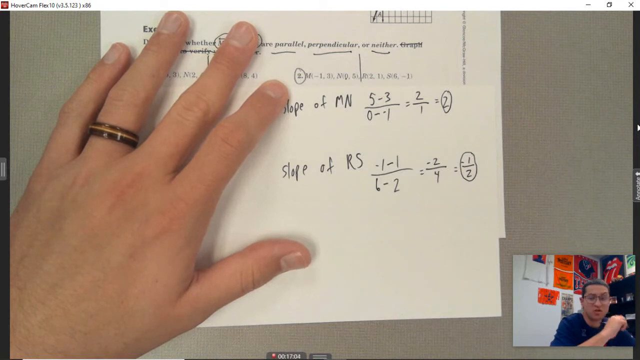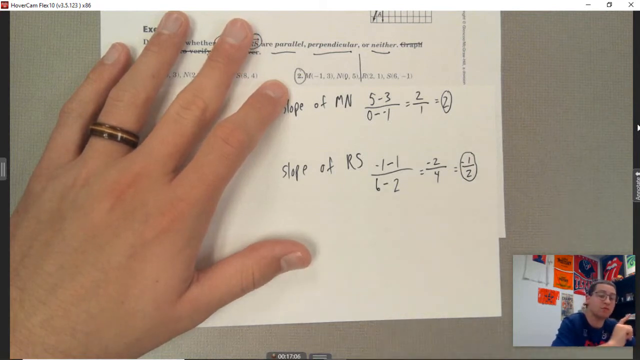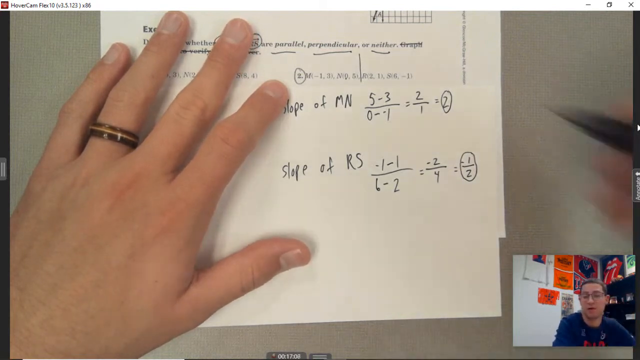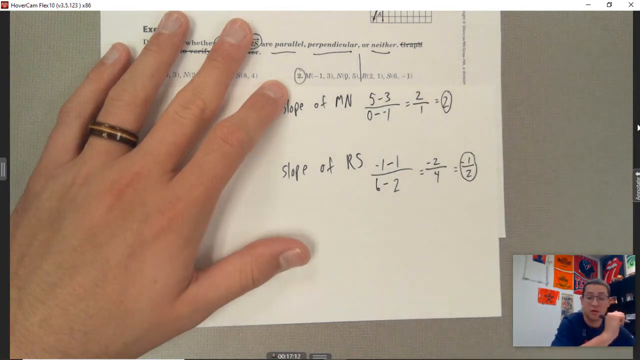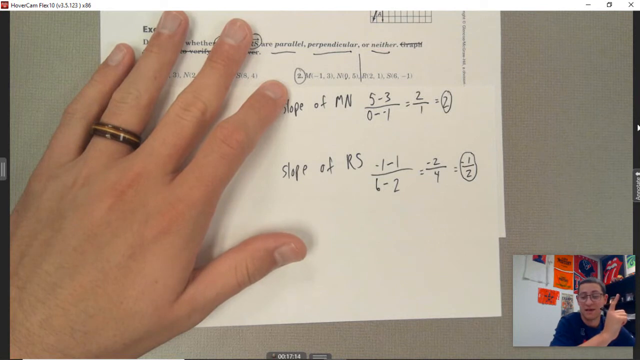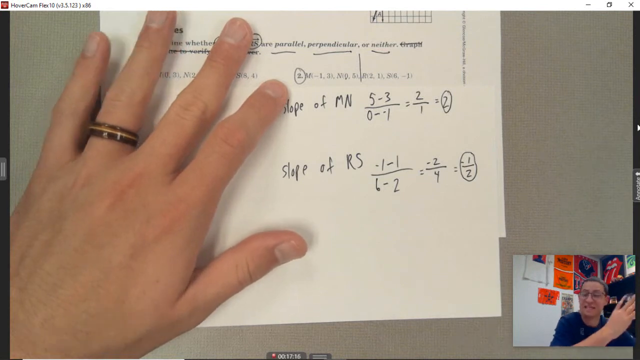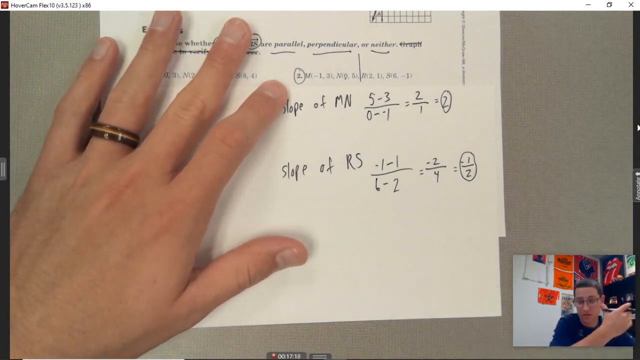So now what we're doing is we're comparing these. Do we think that these are parallel? No, they're not. They're not the same value. Do we think they're perpendicular? Not just based on the way that I said that, because I was obviously leading you there. The answer is yes, they're perpendicular.